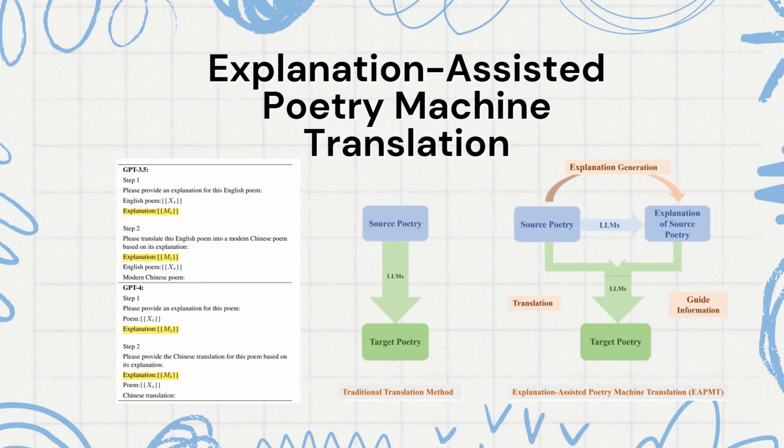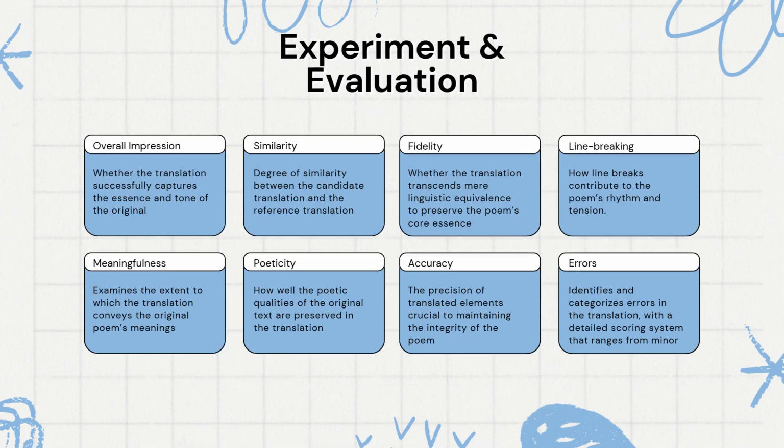The authors then proposed a new method called EPMT, which utilizes monolingual poetry explanations as guiding information. These explanations include both the literal content and deeper meanings, contextualized within the cultural backdrop of the poem. Before comparing the results, the authors defined 8 evaluation criteria for assessing poetry translations. These criteria include accuracy, fluency, poeticity, line breaking, tone, imagery, rhyme, and overall impression.